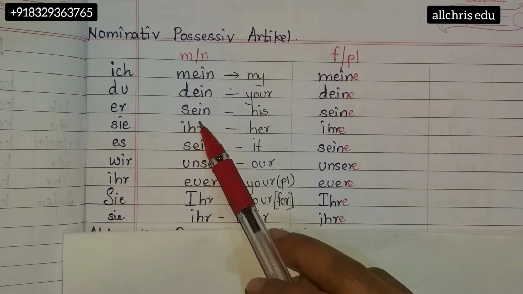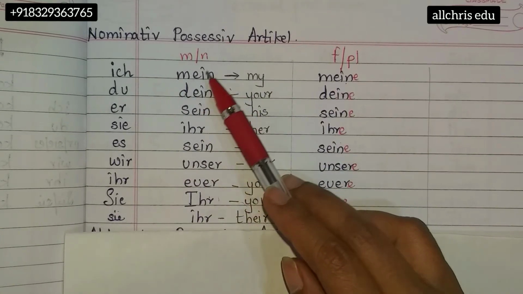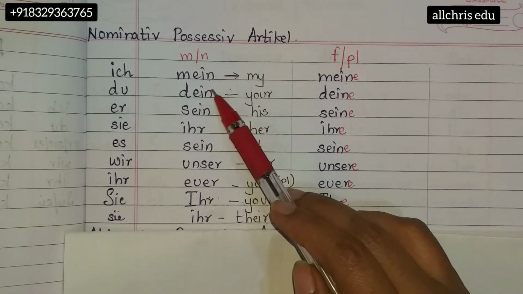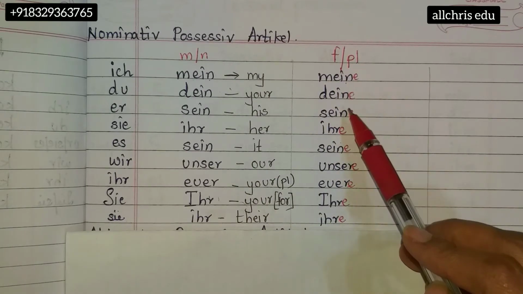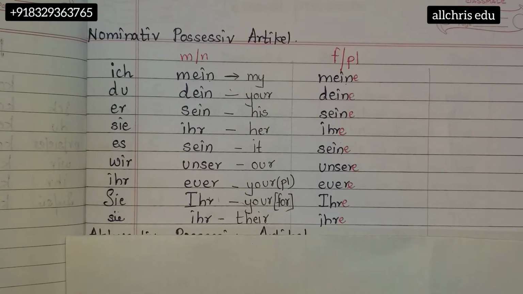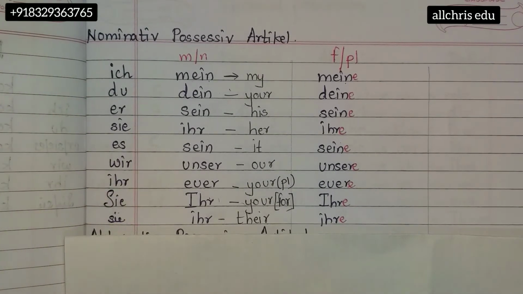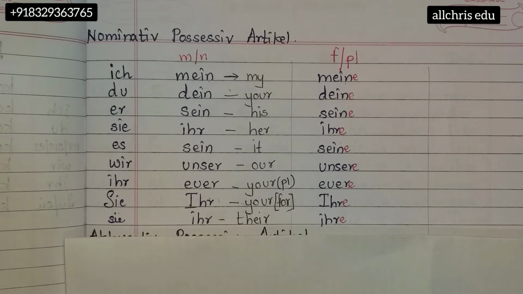So the root word, if you know, you have to note it down everywhere. And then in neutral and male, there is no endings. And in female and plural, there are endings. Yeah. This is how the rule chart of nominative possessive article is done. Now, once both the columns are done, this is how your nominative possessive article looks like.